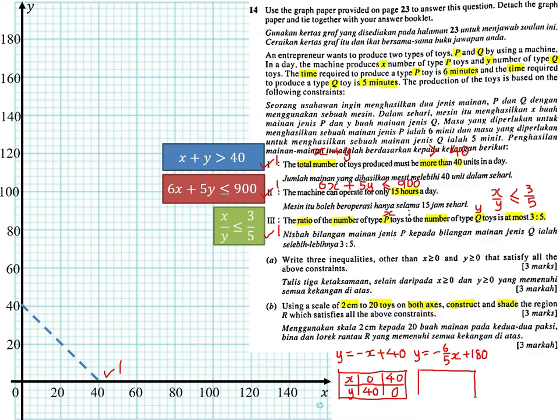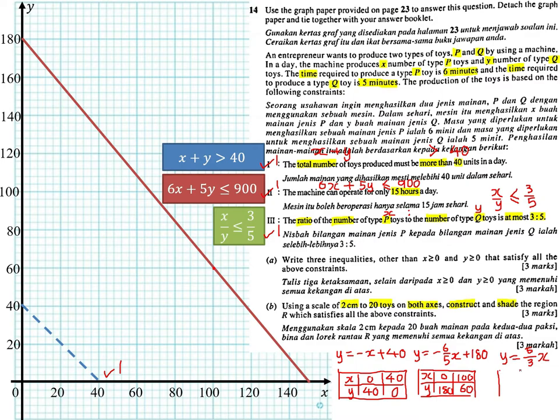So that will be our first point. If we pick 100 here, it will be 60. Join this point. So the third graph, x over y equals 3 over 5. I will change it to y over x equals 5 over 3. So I move the x to the other side and it becomes y equals 5 over 3 x.